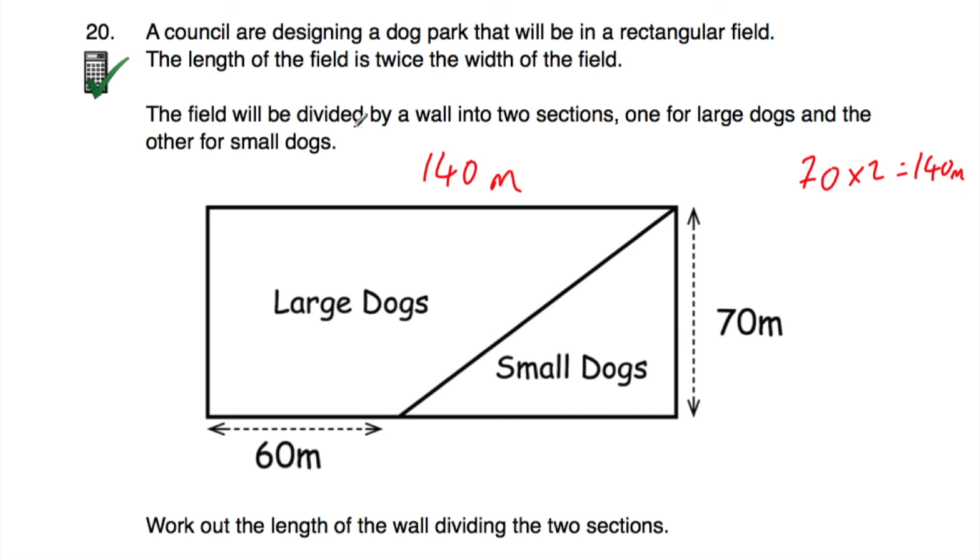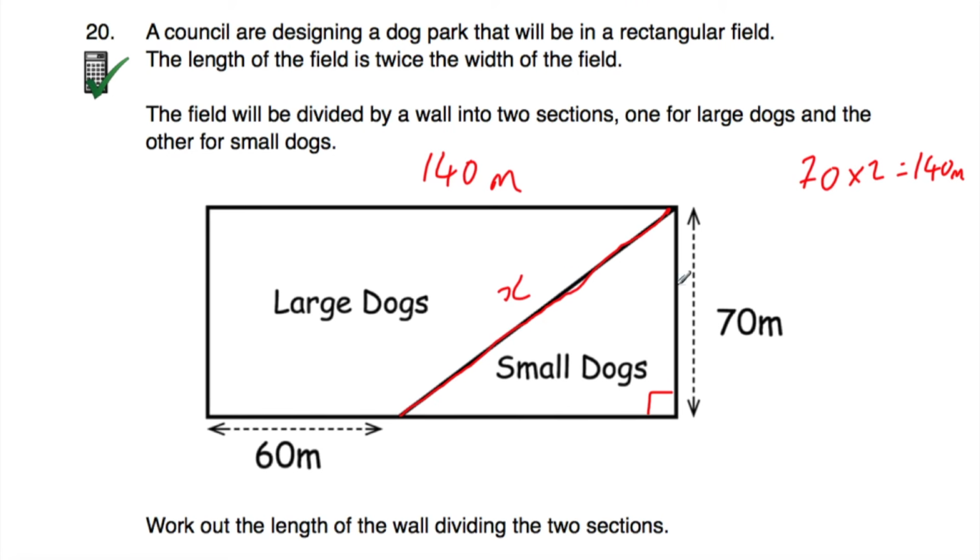Then we're told the field will be divided by a wall into 2 sections. So this field is going to be divided into 2 sections, one for the large dogs and one for the small dogs. And we've been asked to work out the length of the wall dividing the 2 sections. So this is the wall that divides the 2 sections here, and we want to find the length of that wall. So let's call that X. Now if we have a look at the small dog section, that's actually a right angle triangle, because that's a right angle.